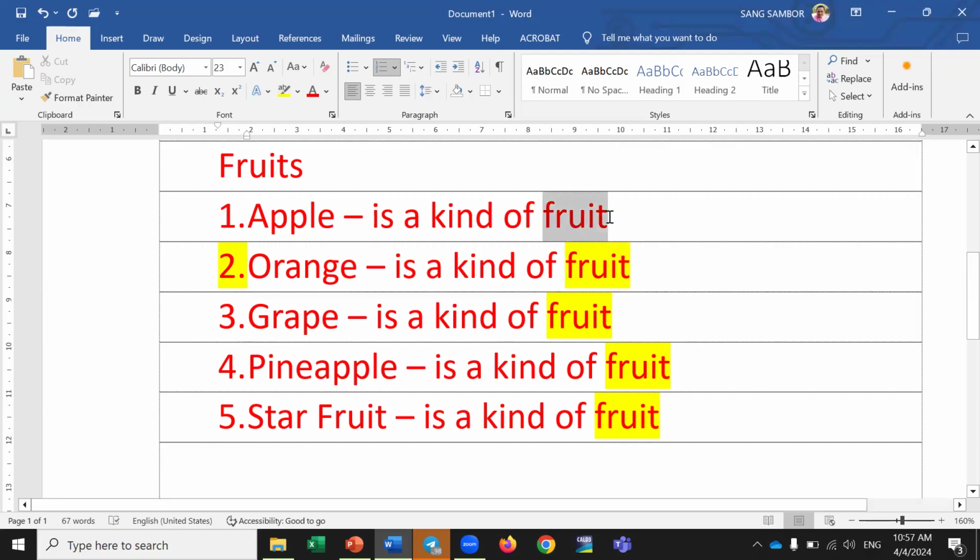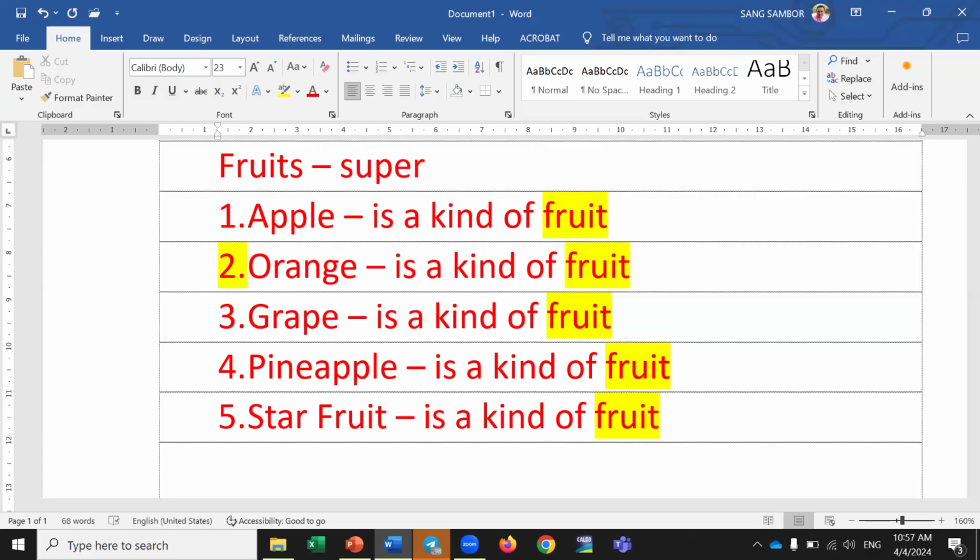And this one as well. They share the same superordinate. So apple, orange, grape, pineapple, star fruit are called co-hyponym. They are called co-hyponym because they share the same superordinate, fruit. Fruit here is considered as superordinate. Okay, superordinate, or another word is high level term. You get it?